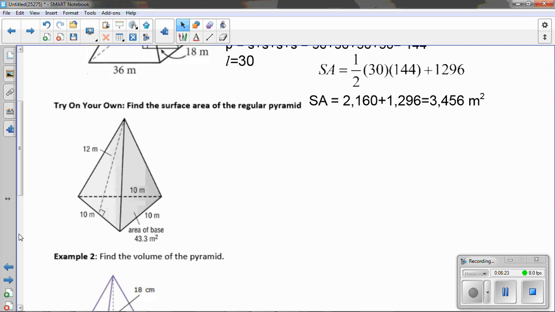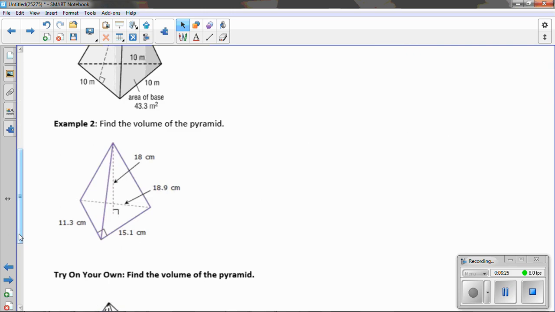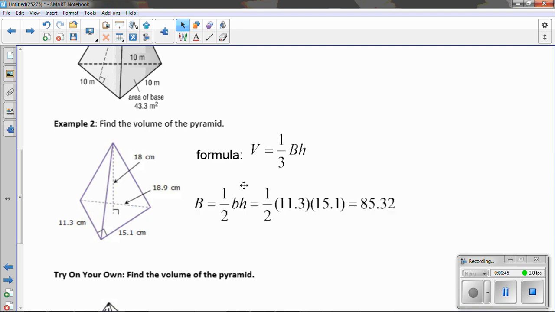Alright, moving on. Example 2, find the volume of the pyramid. Well, volume was a shorter one, so it's a little bit easier. We're going to go ahead and figure out our formula first. So 1/3 the area of the base times the height. So remember, height is going through the middle, so it's this 18 right here. So that's good to know when we substitute.